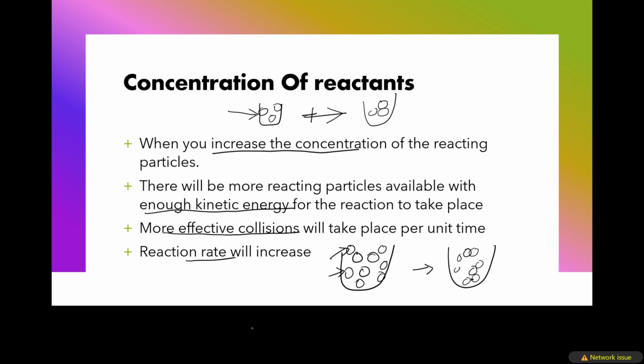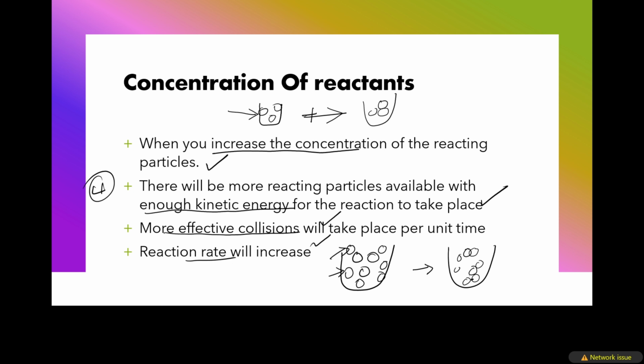So you can see that if you increase the number of particles, which is the concentration of the reactants, then there will be more reactants that are willing to react with each other, that will have enough kinetic energy, and then there will be more effective collisions that will take place per unit time. So each and every one of these points is 1 mark each, which completes 4 marks.